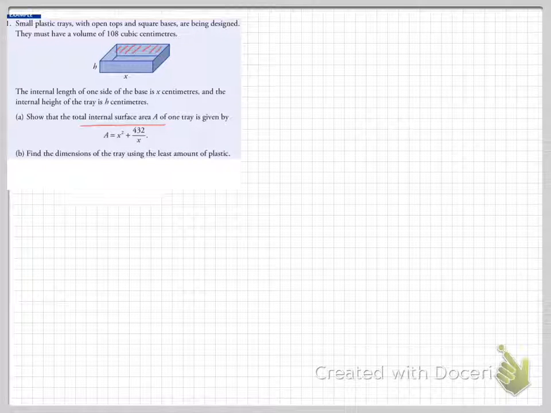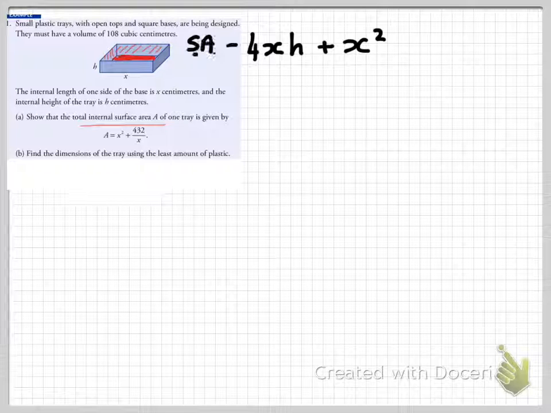The surface area, you've got the back of the tray, that's x times h. Now because it's square, that's also x times h. In fact, all four sides will be the same, so you've got 4 times x times h. And then you've got the base, and the base is made up of x times x. So there's your surface area.